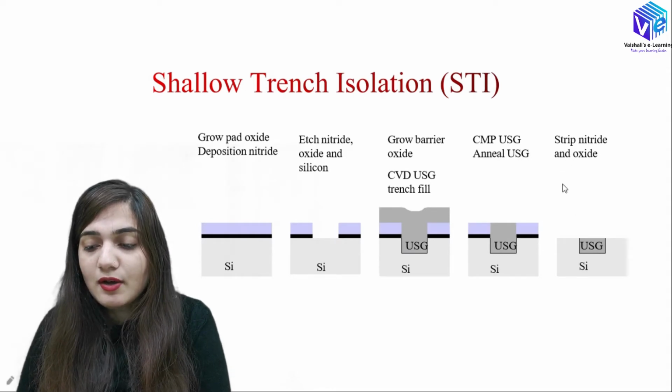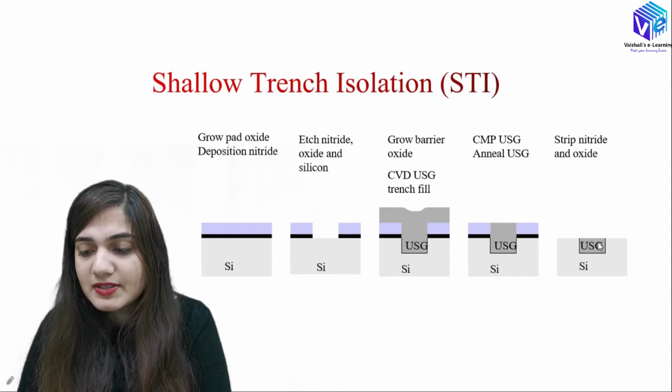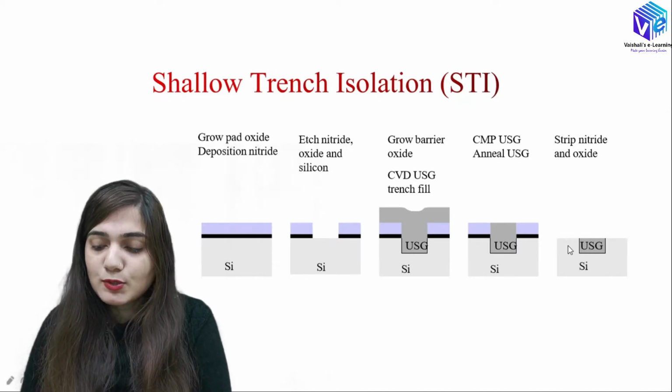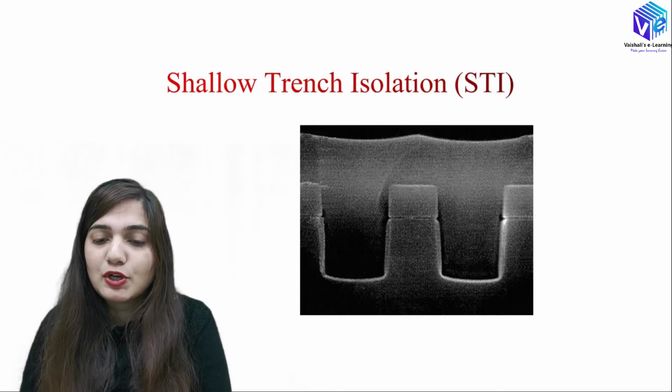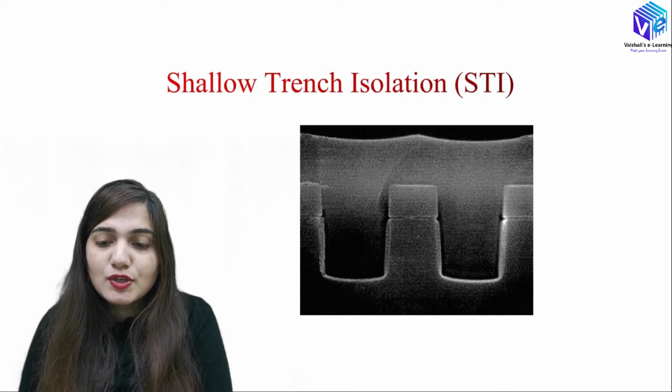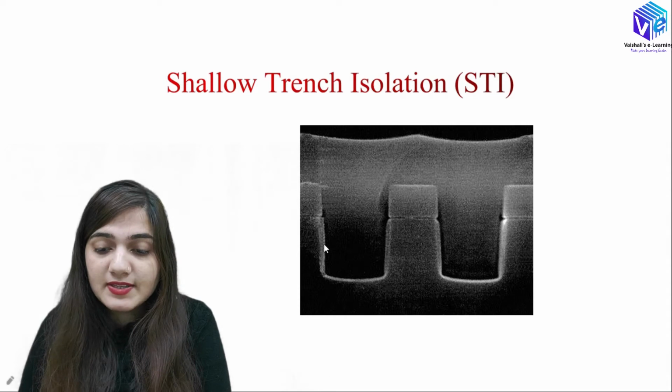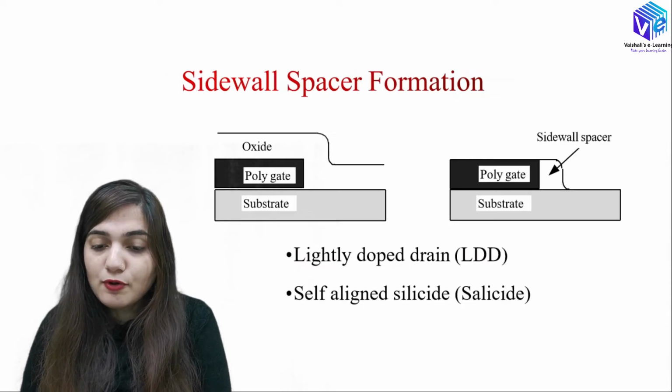And after that I don't want this nitride and the extra USG, so I am going to strip the nitride and the oxide. Okay, we may keep this extra USG or we may strip off the extra USG layer as well. We can use the chemical mechanical polishing as well for this purpose. So you can see this is how our shallow trench isolation is looking like. So you can see the picture, it is a very amazing picture. Okay, so I hope this is clear.